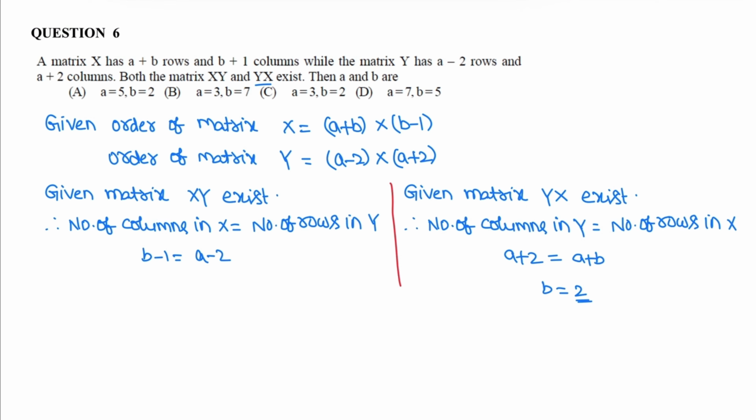Substitute b is equal to 2 here. So b plus 1, 2 plus 1 is equal to a minus 2. It will result in a value of 5. Therefore, a is equal to 5 and b is equal to 2. So the correct option is 1, a is equal to 5 and b is equal to 2.